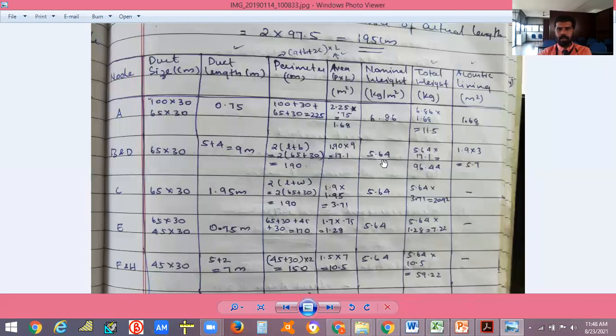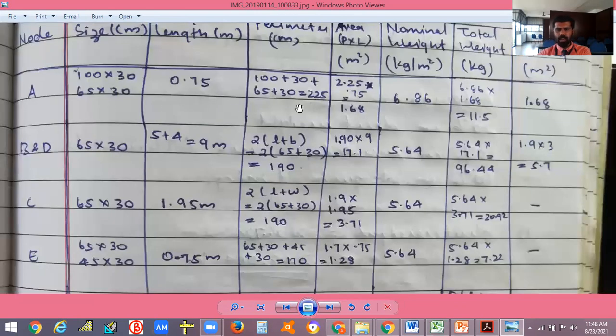5.64. So you write nominal weight 5.64 here. Nominal weight into area. Okay, that is a total. So you just multiply, the same way we have done it for the first column, first row.